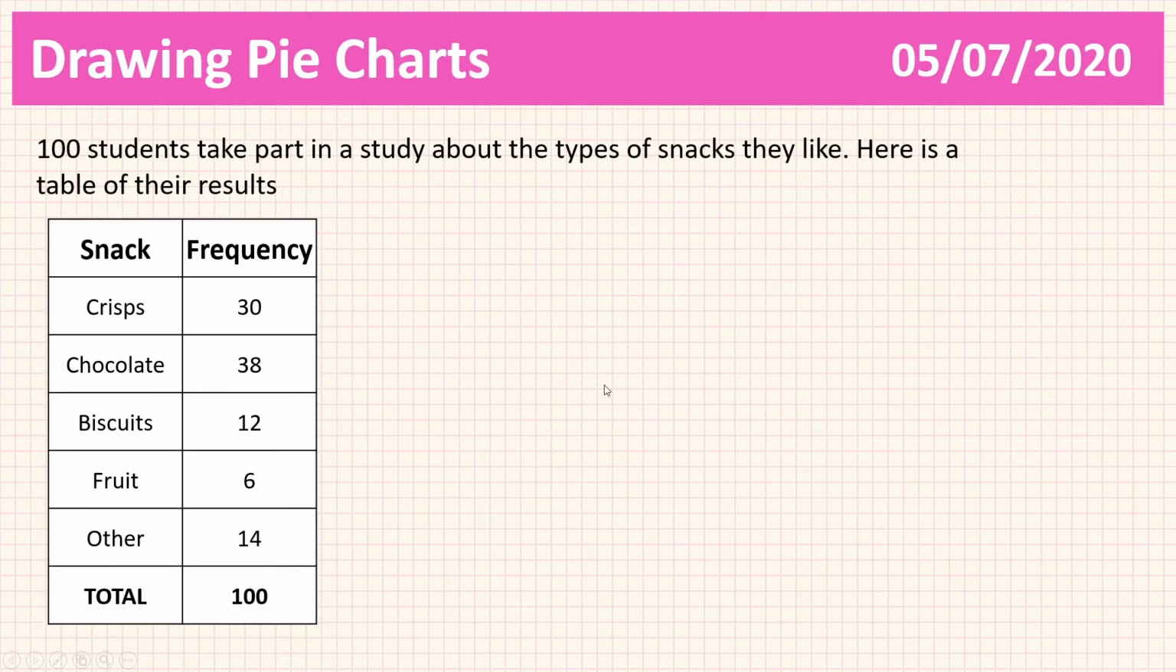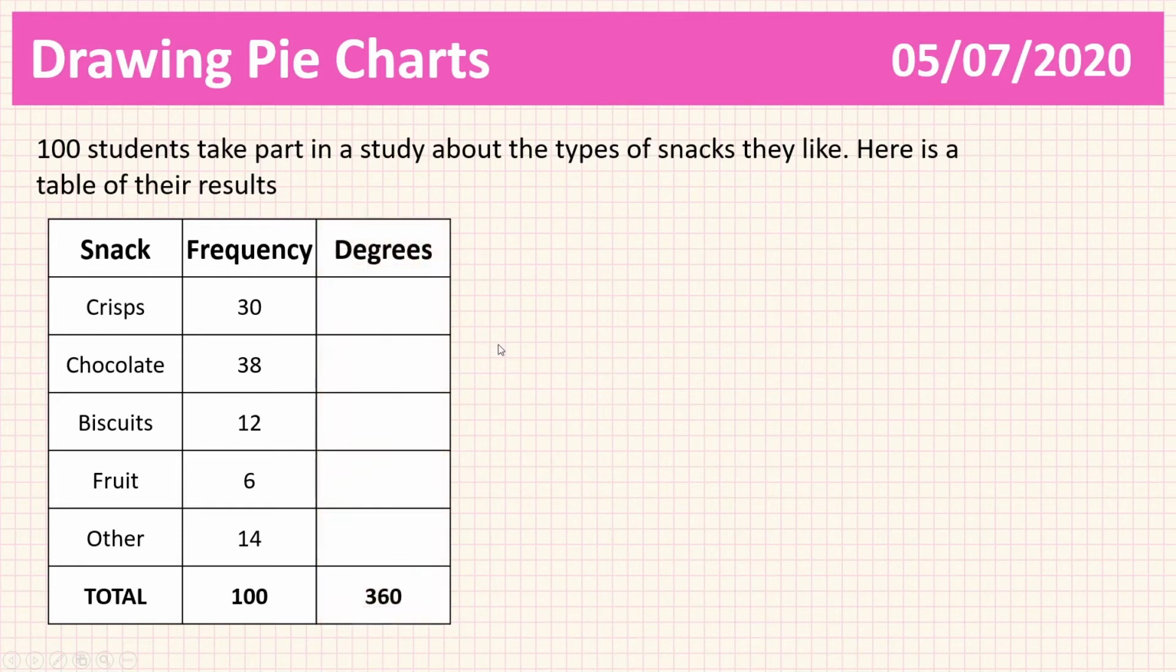So here's another table, but this time I have 100 students taking part in the study, and it's about what snacks they like. I know, because I'm going to draw a pie chart, I need to have a degrees column. So pause the video. What do you think I have to do this time? How is this one different from the one I just did?